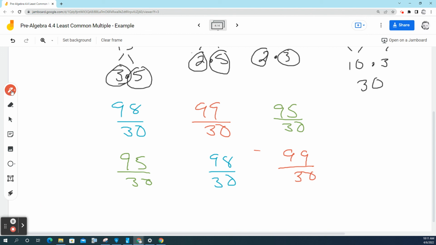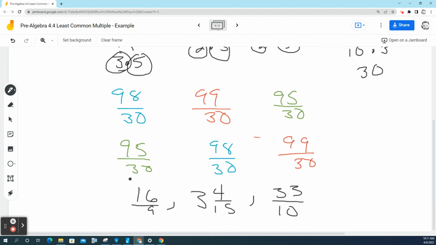And what do those represent? Well, the first one was 19 over 6. Then the next one was 3 and 4/15. And then the next one was 33 over 10. So that's the order from least to greatest.